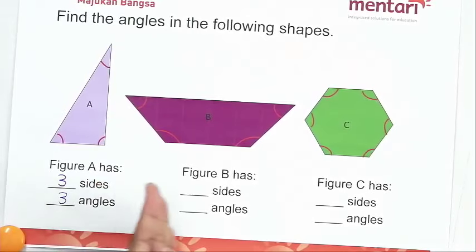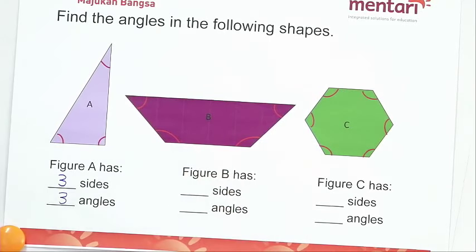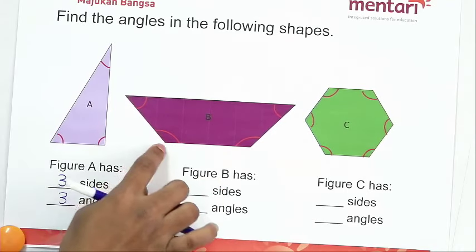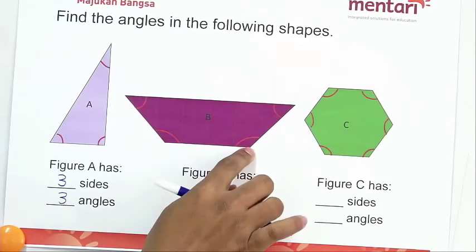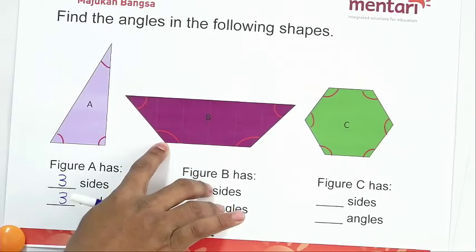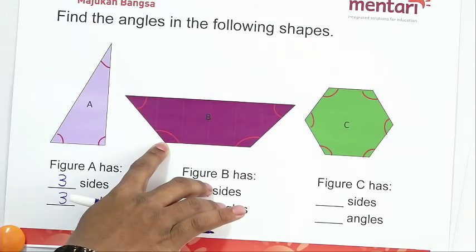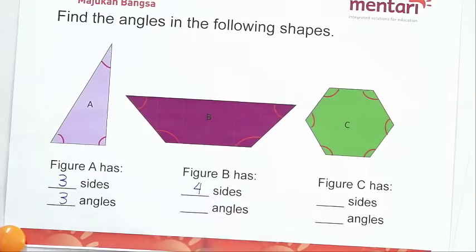So now let's move on to figure B. Yeah? Figure B is a trapezium. You are going to learn it in the next level, actually. So figure B has how many sides? Let's count. 1, 2, 3, 4. Yeah, the thing that you have to remember: a side is a straight line in a shape. So there are 4 sides.